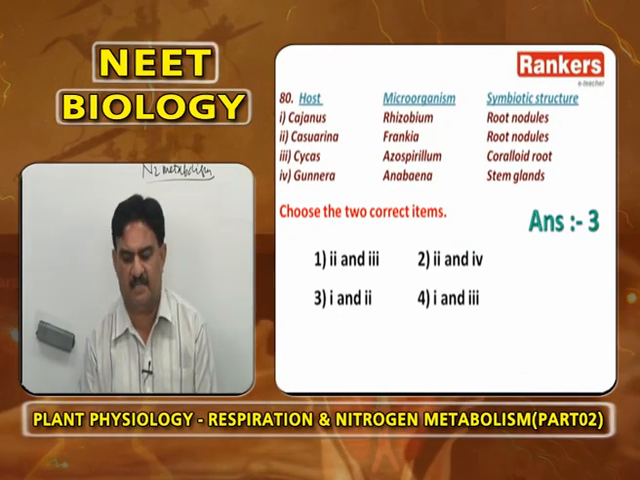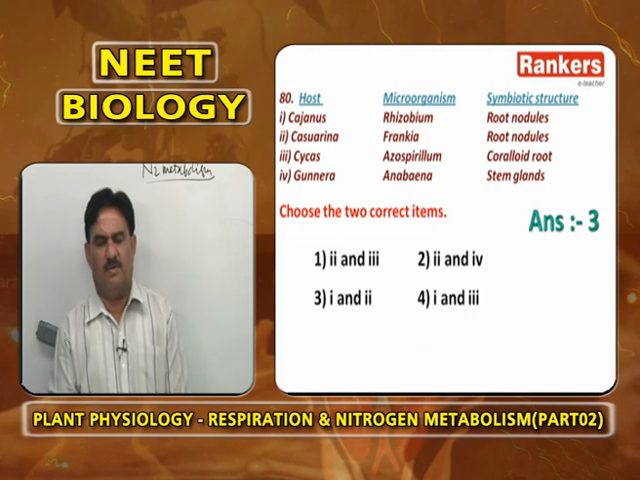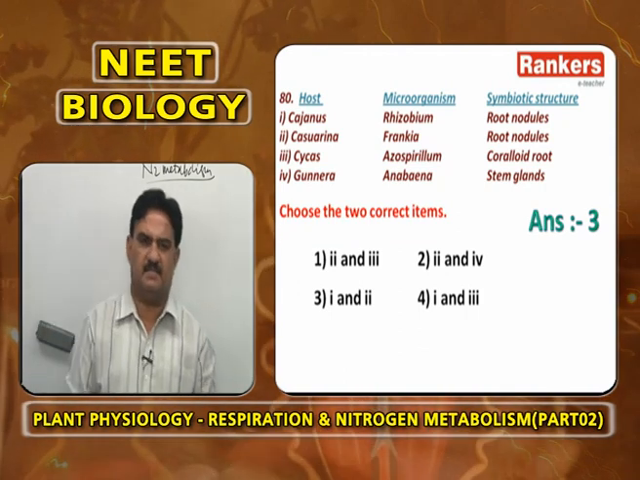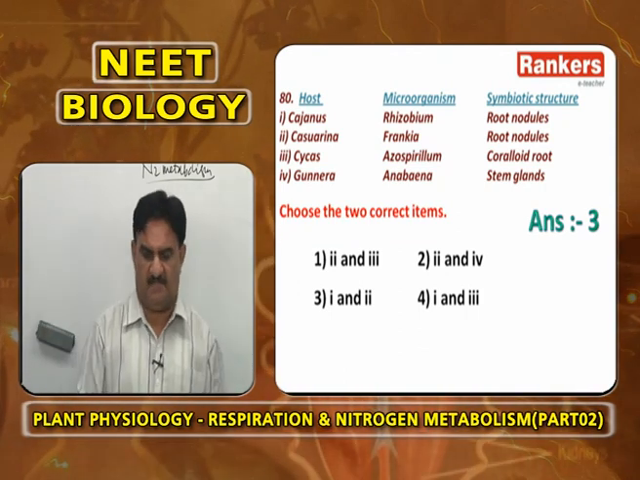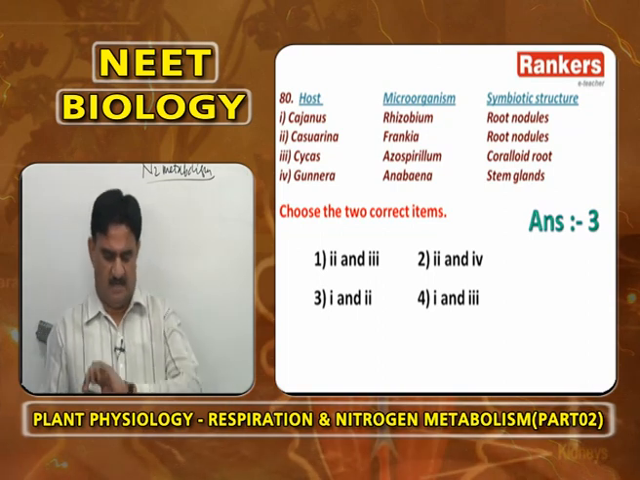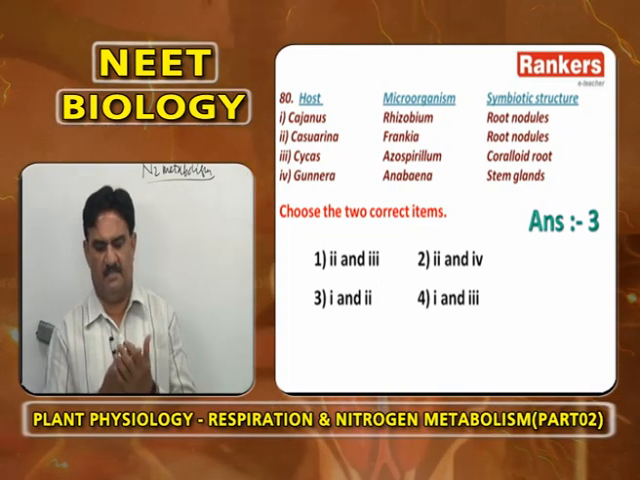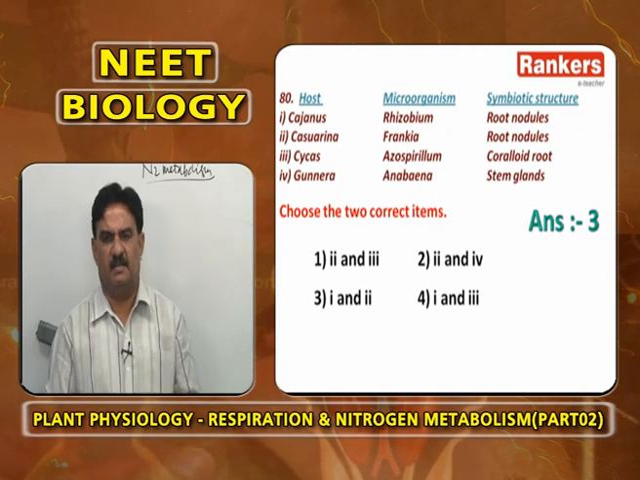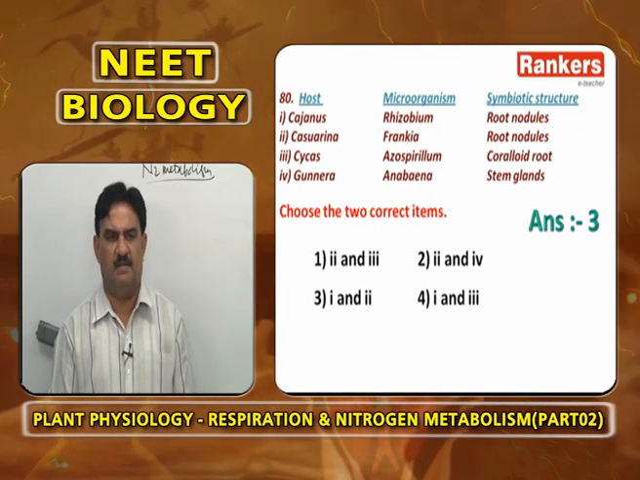Cycas has Anabaena cycadeae or Nostoc punctiforme. Coralloid root is correct but not azospirillum. It is either Anabaena cycadeae or Nostoc punctiforme. Gunnera, Anabaena, stem glands is wrong. Stem glands is correct, but in place of Anabaena, it must be Nostoc.